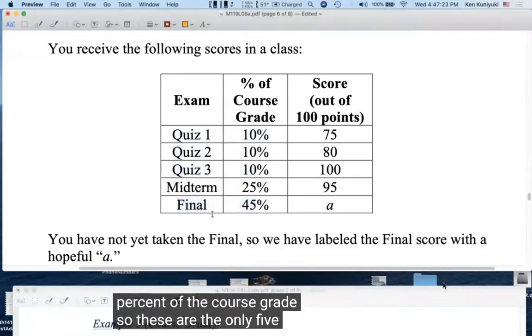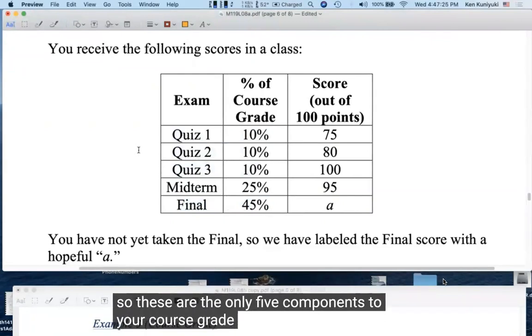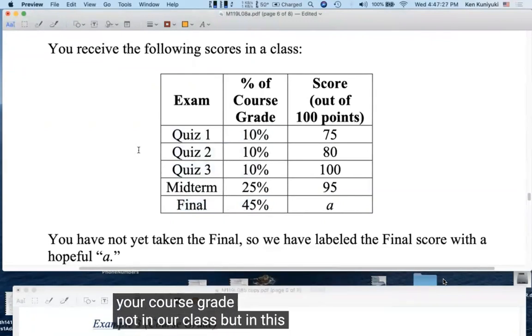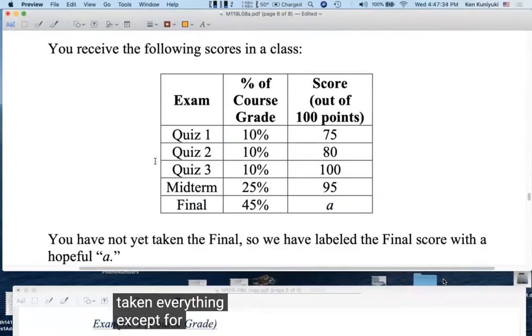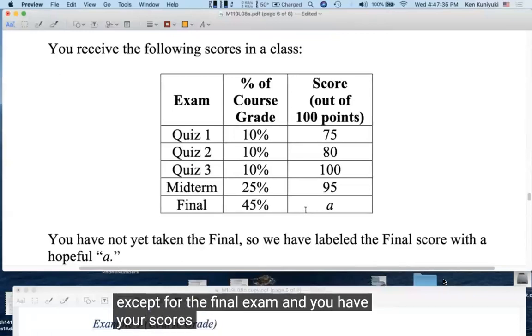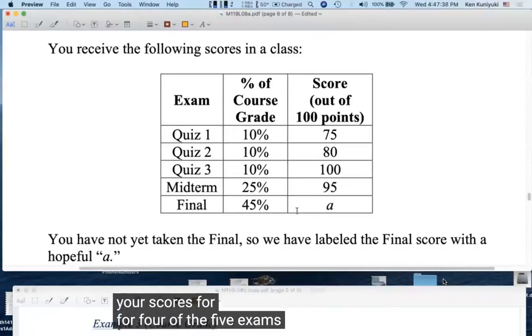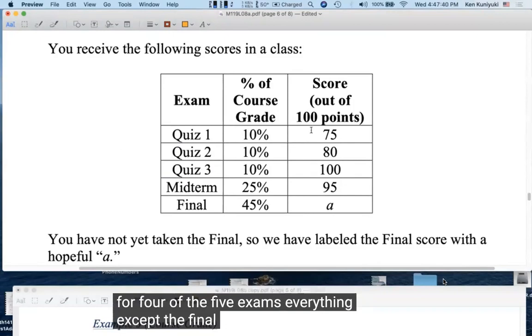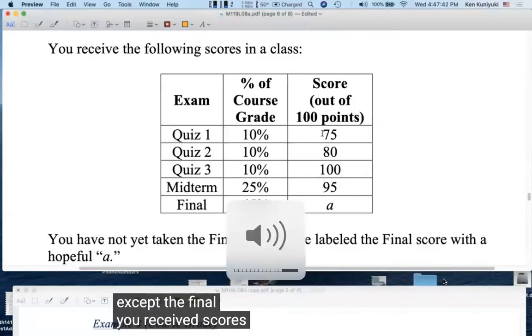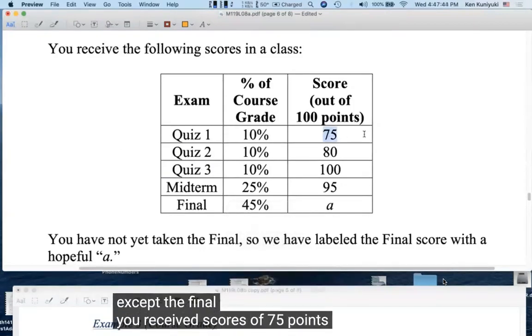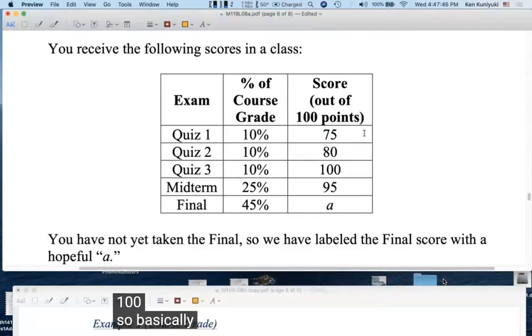So these are the only 5 components to your course grade. Not in our class, but in this hypothetical class at university. Now let's say that you've taken everything except for the final exam and you have your scores for 4 of the 5 exams. Everything except the final. You received scores of 75 points out of 100. So basically you got a 75% on quiz 1.